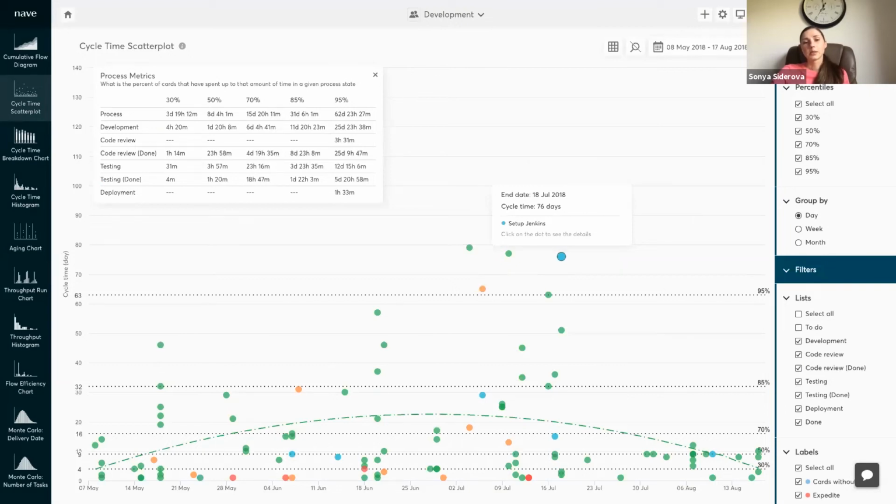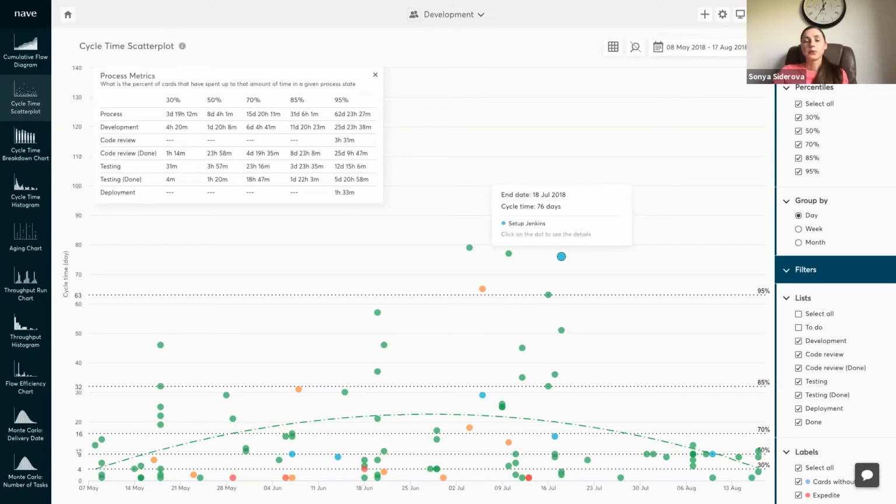The cycle time scatter plot can be of great help when it comes to making probabilistic forecasts. The diagram displays all of your completed tasks as dots scattered on a plot. The horizontal axis is your timeline, while the vertical axis tells you how long tasks have taken to complete. The dotted horizontal lines stretching across the graph are called percentile lines. We use percentiles to establish service level agreements and define the probability of different commitment points being met.